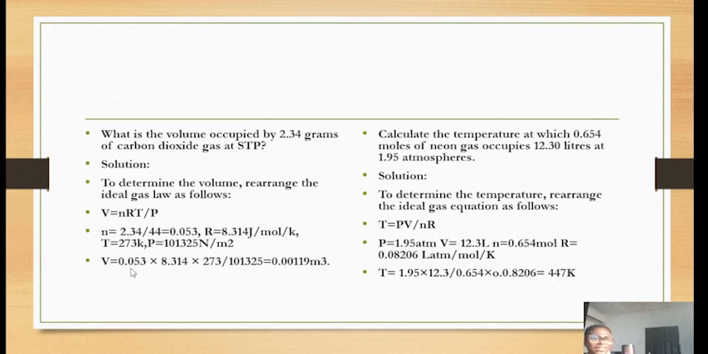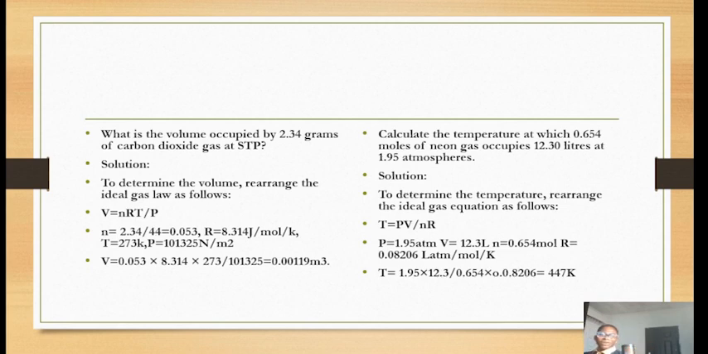T is 273 because they said it's at standard temperature. So I'm going to use the standard temperature and the standard pressure. And this is carbon dioxide, that's CO2. So you have to get the number of moles. Number of moles is mass divided by the molar mass. That is why you have n equals 2.34 divided by 44 to get your n.